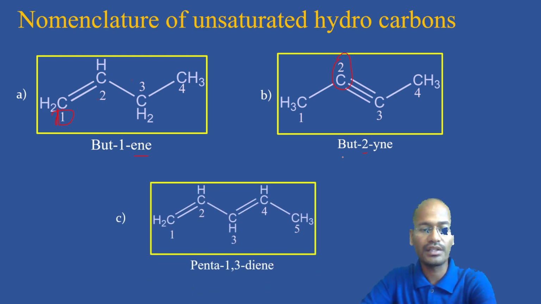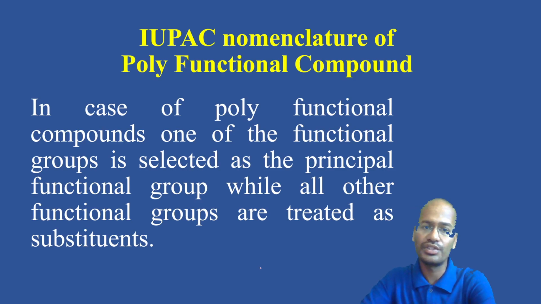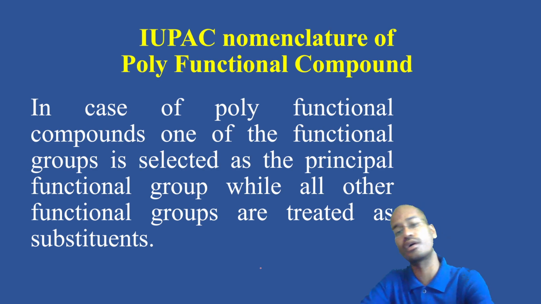And penta-1,3-diene. Here you can see there are two double bonds. That's why diene. Di means two, ene means double bonds. One double bond starts at the first carbon, and another double bond starts at the third carbon. As the total number of carbons is 5, 1, 2, 3, 4, and 5, it is penta-1,3-diene. So this is the IUPAC nomenclature for polyfunctional group compounds.